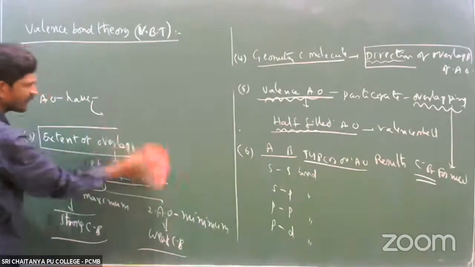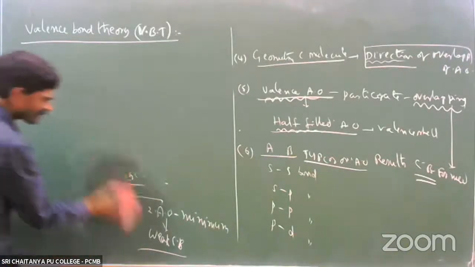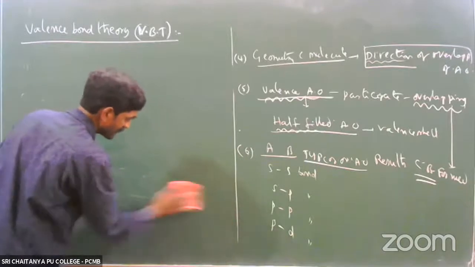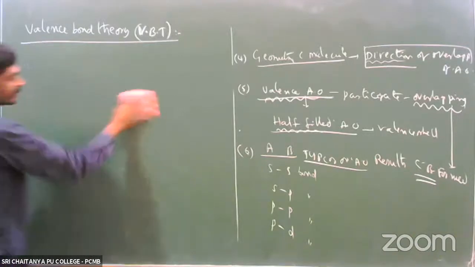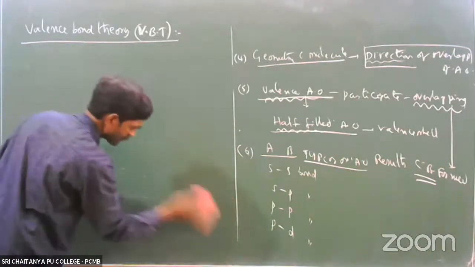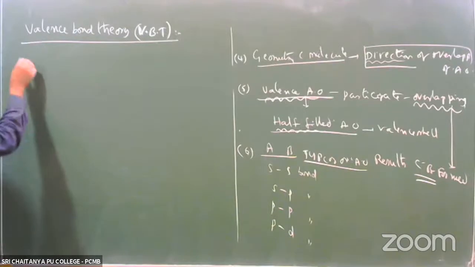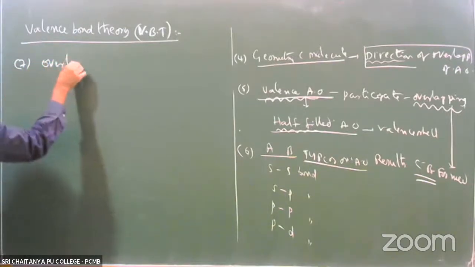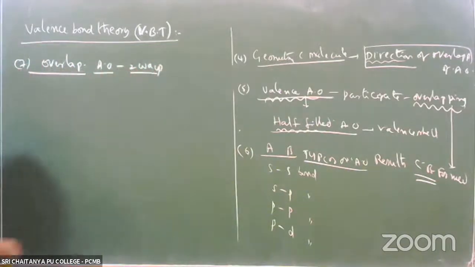The overlapping of atomic orbitals is of two types. All atomic orbitals of an atom are not overlapped in the same manner. So the overlapping is of two types. Atomic orbitals overlap in two ways. One is where the atomic orbitals of the two atoms are overlapped along the internuclear axis, called axial overlapping.